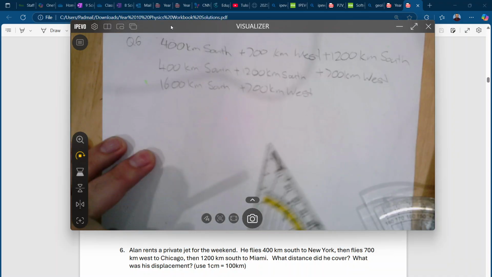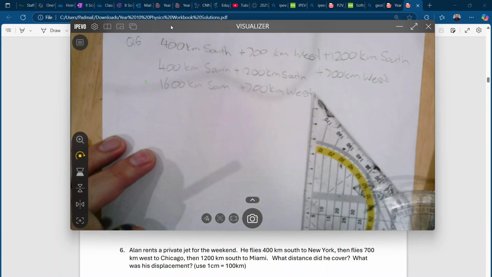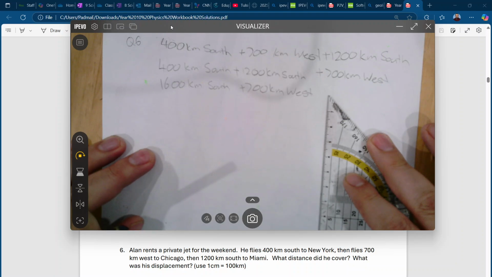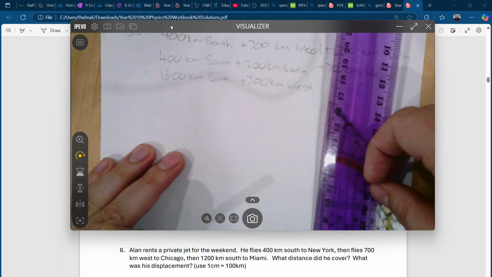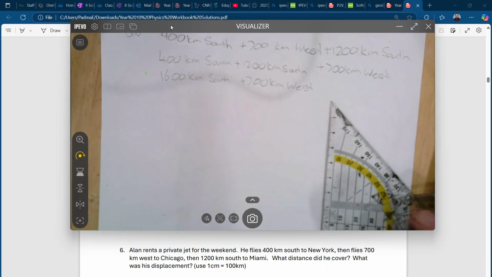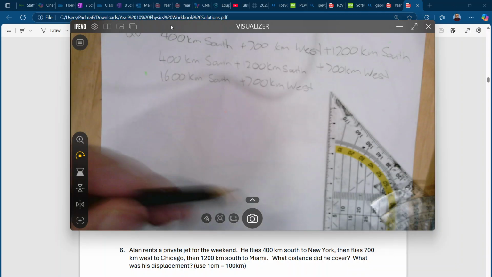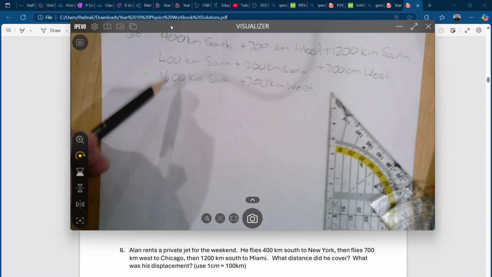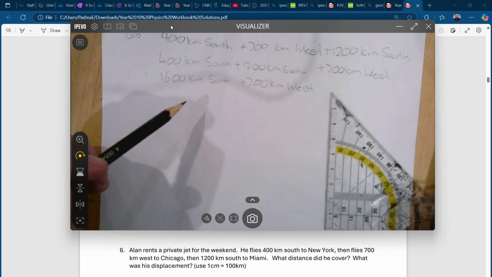Okay, so now we've got to think about scale. So they suggested doing 1 centimeter to every, so 1 centimeter is 100 kilometers. I don't think I'm going to fit 16. I'm not going to be able to fit 16 on my screen. So I'm going to make mine a little bit smaller. So my scale, if I do 1 centimeter is every 200 kilometers, then I'll need 8 centimeters to get there. And I think I'll be able to see that on my screen.